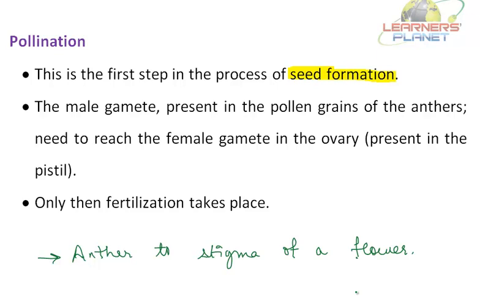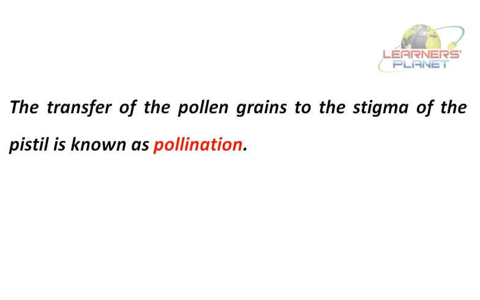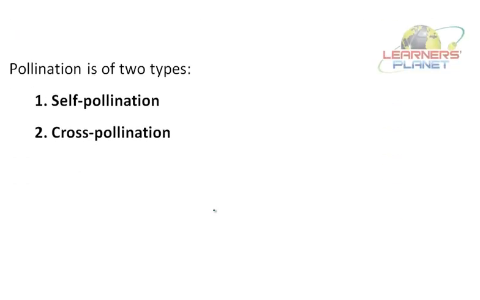Pollination can occur in two ways: self-pollination and cross-pollination. Let us first see the definition of pollination. Yes, the transfer of the pollen grains to the stigma of the pistil in a flower is known as pollination. And pollination is of two types: self-pollination and cross-pollination.